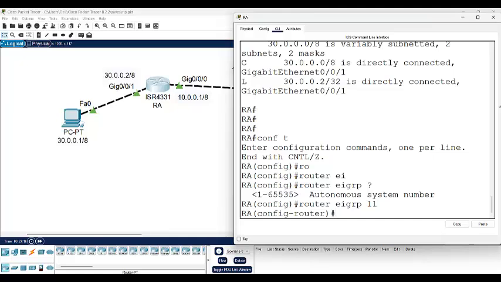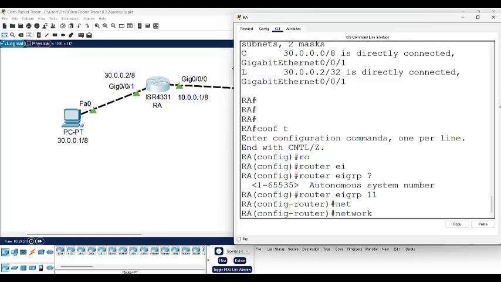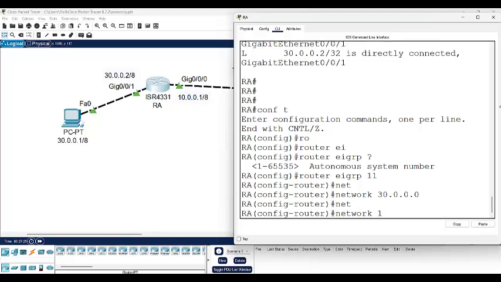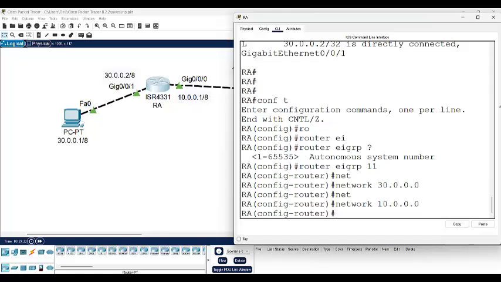So what do you know about autonomous system? It's a number which is globally significant. Global, not local. Next is the networks. The networks that I have are 30 and 10. Done. Finished. EIGRP is enabled.